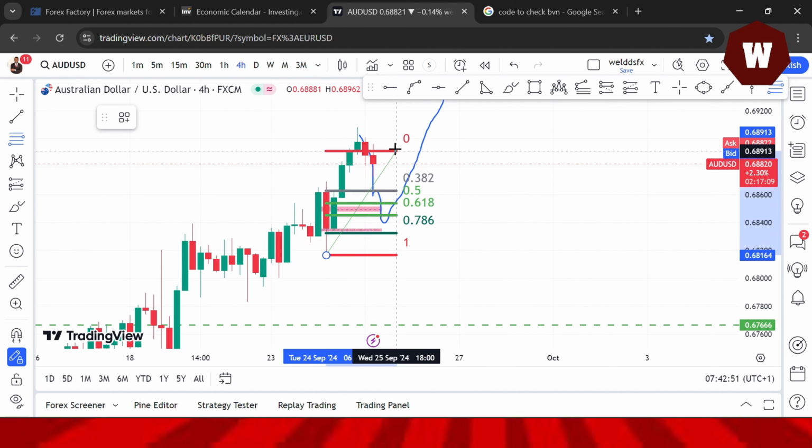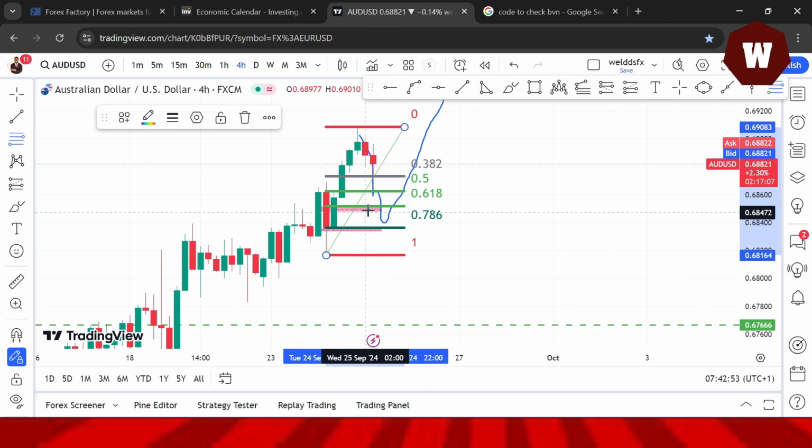So if you take the Fibonacci retracement from here to here, you see that the 61.8 fib level is here. It can also drop to the 78.6 fib level. If it got there and showed me a good setup, I will take the trade.